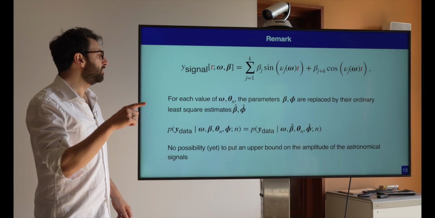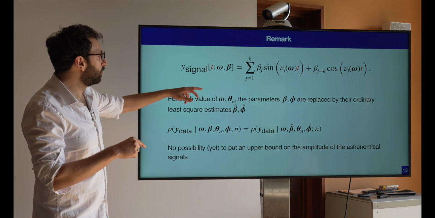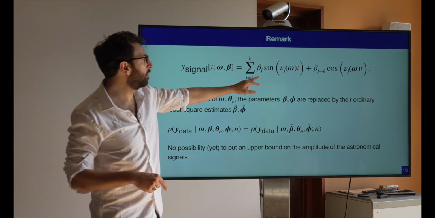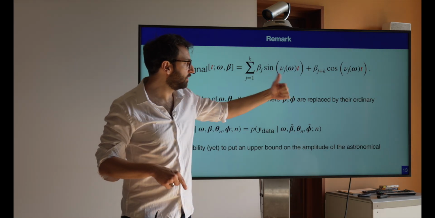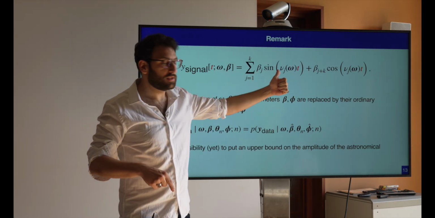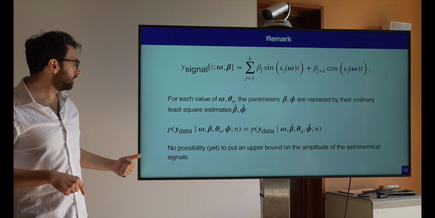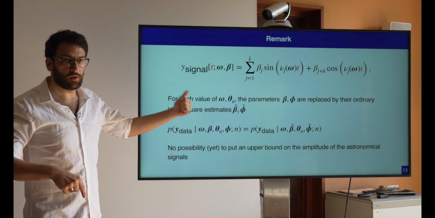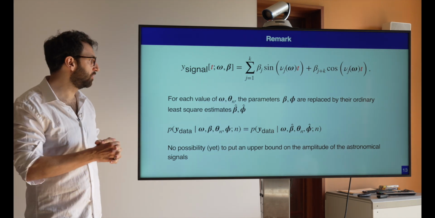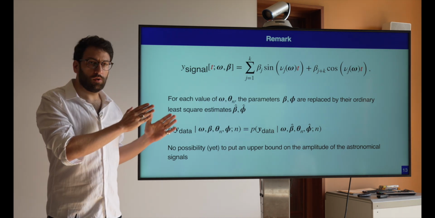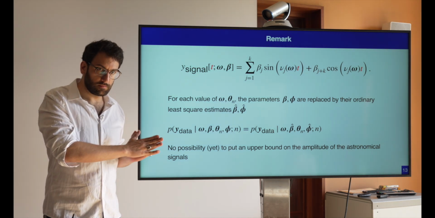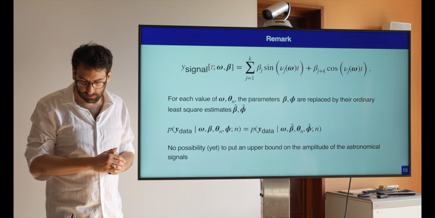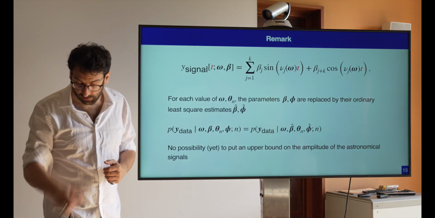Also, we've seen yesterday that the algorithm systematically optimizes the value of the amplitude and phase of the astronomical signal. So you can't put an upper bound or a lower bound on the amplitudes in the current version of the algorithm. They are always adjusted so that the model fits the data best.